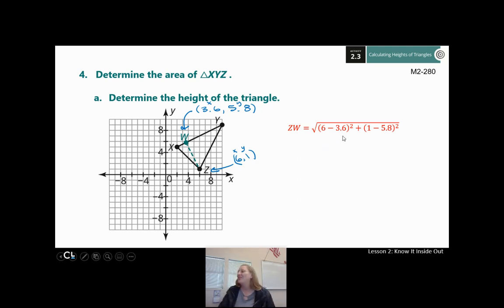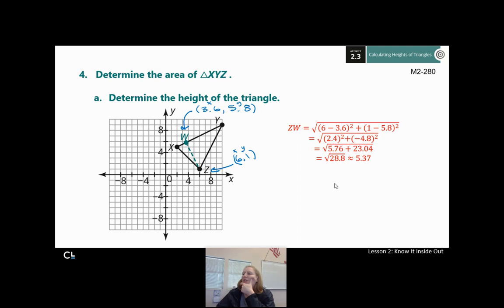So when I did 6 minus 3.6, I got 2.4. And then 1 minus 5.8, I got a negative 4.8. I used my calculator to help me do the squares. 2.4 squared is 5.76. And a negative 4.8 squared is a positive 23.04. Remember, negative times a negative will give us a positive. I went ahead and added these together and I got 28.8. And then, of course, I did the square root with my calculator and I got about 5.37. So, yay, I have the height of my triangle.